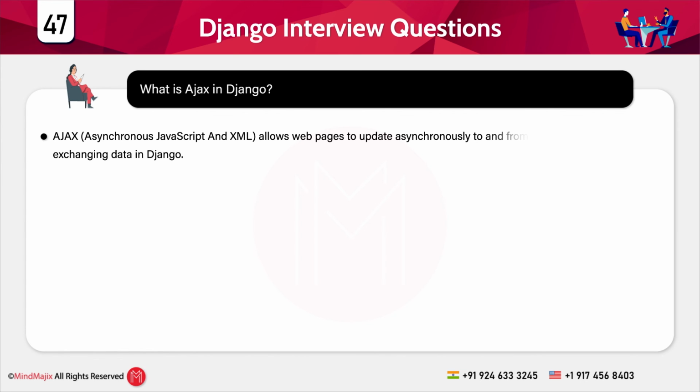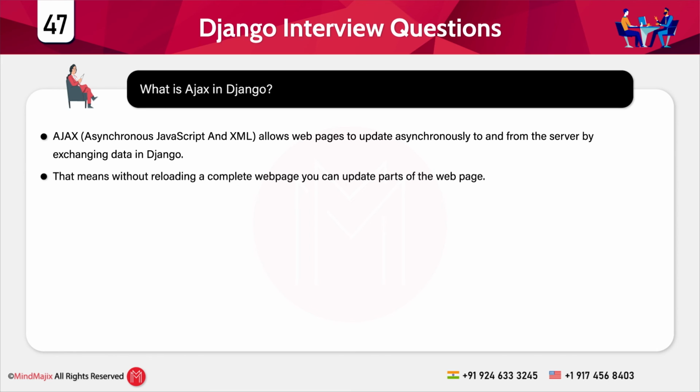So the next question is, what is Ajax in Django? So Ajax is nothing but asynchronous JavaScript and XML. And this allows web pages to update asynchronously to and from the server by exchanging data in Django. That means without reloading a complete web page, you can update parts of the web page. So it involves a combination of a browser built-in XMLHttpRequest object, HTML DOM, and JavaScript.